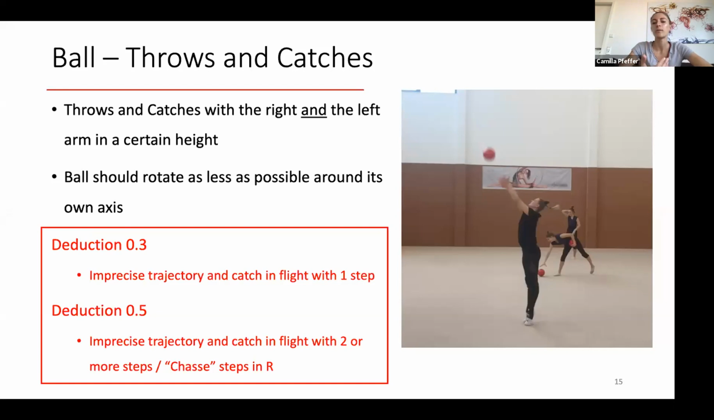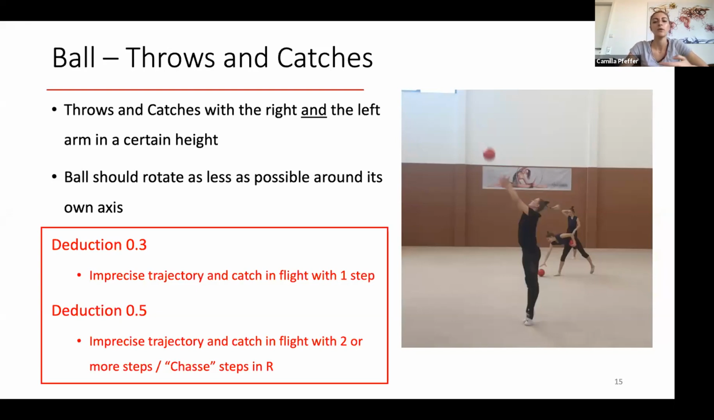And to make it more obvious to you how important it is to throw absolutely perfectly, if you only do one step and you don't lose the ball, but you just do one step to the ball, for example, it will already be a deduction of 0.3. If you do 2 steps, or if you do chassé, everybody knows that chassé, then it will already be a deduction of 0.5. So it's very important to be able to throw in a perfect way and to catch in a perfect way without any steps, just by standing still.